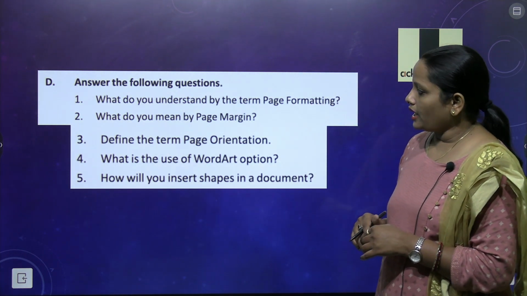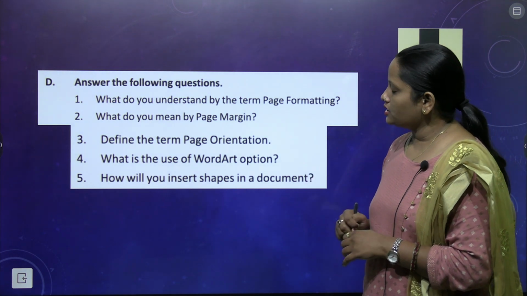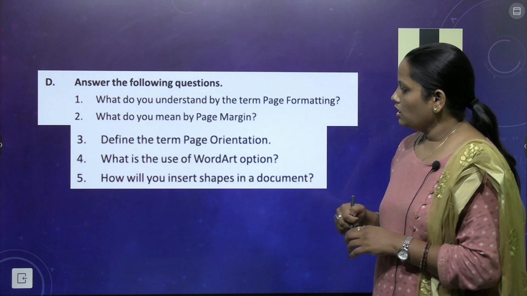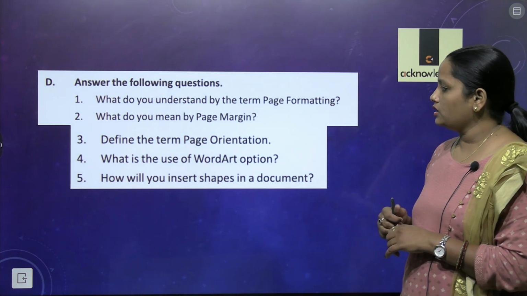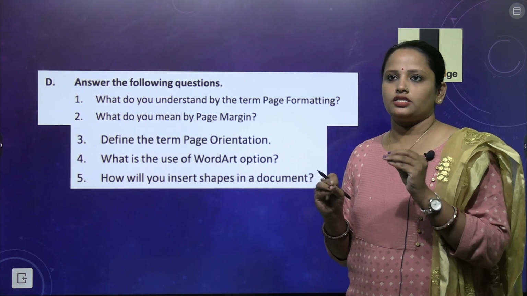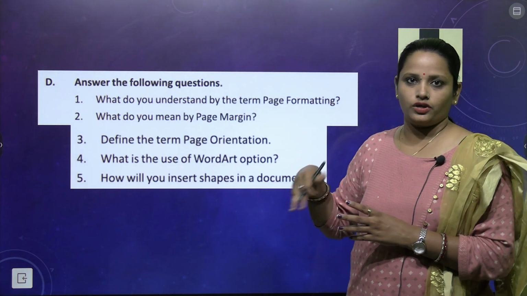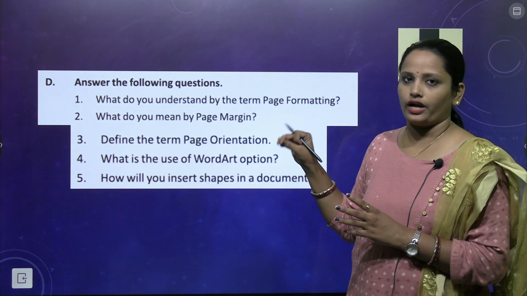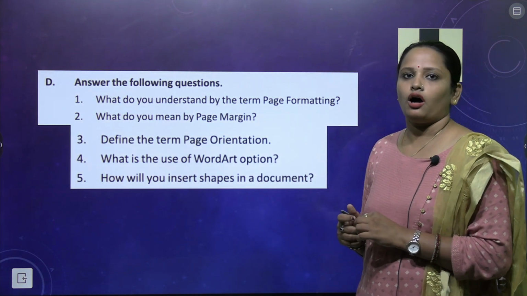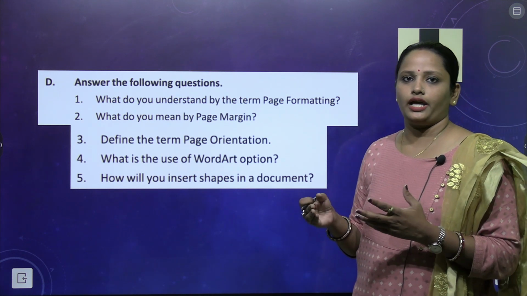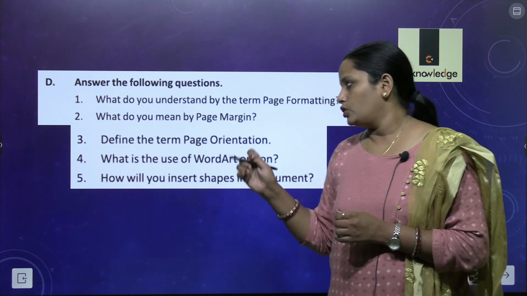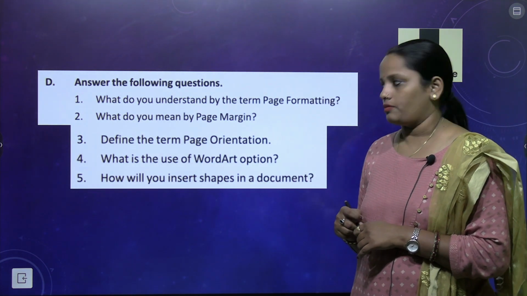Okay. The next question is, what is the use of WordArt option? So the WordArt option is used to create different types of arts, the different styles. We can create the different styles of writing the text by using this WordArt option. We can also fill color to the text and the different styles can be inserted through the WordArt option.